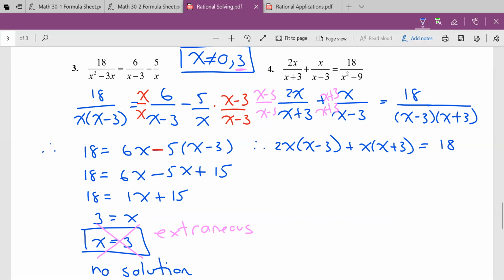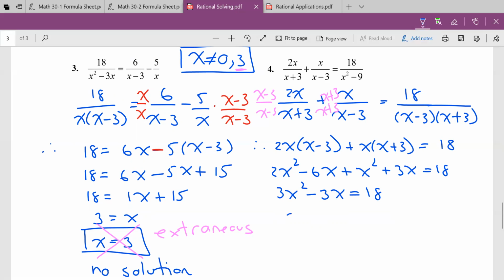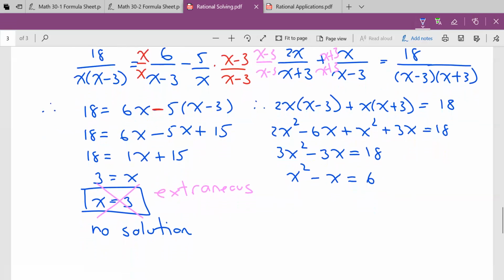And here we go. Let's start distributing. 2x squared minus 6x plus x squared plus 3x is equal to 18. Collect some like terms. 3x squared minus 3x is equal to 18. Okay, what I do notice here is I can divide everything by 3, so that's nice. Now, x squared minus x is equal to 6. A wrong move that I would see some students make when they're trying to solve this is they say, okay, let's factor this. And then say, oh, okay, x is equal to 6 or x minus 1 is equal to 6. I'll see that. Okay, I don't want to see that.